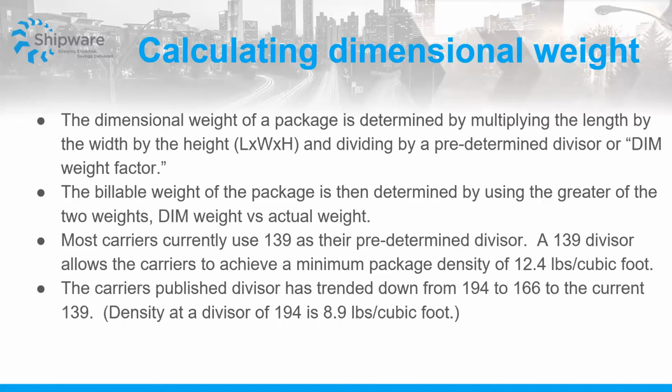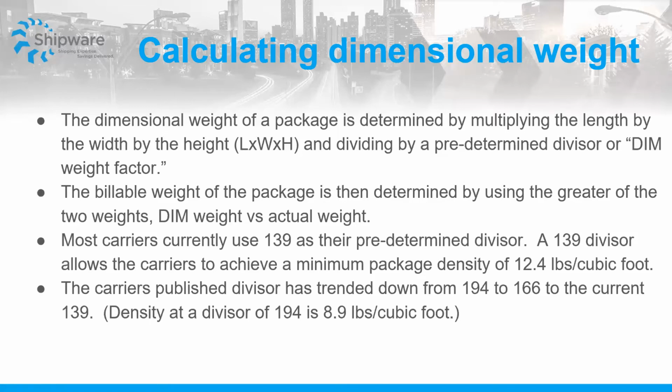Now that number has not been pulled from thin air. What that number represents is the number of cubic inches per pound, and I'm not going to get too sciencey here, but the number of cubic inches per pound that allows the carrier to get to a predetermined minimum package density. So a divisor of 139 allows the carriers to get to a predetermined package density of 12.4 pounds per cubic foot. So there's a lot of analysis that went into that density number for FedEx and UPS for them to understand that 139 was the appropriate divisor.